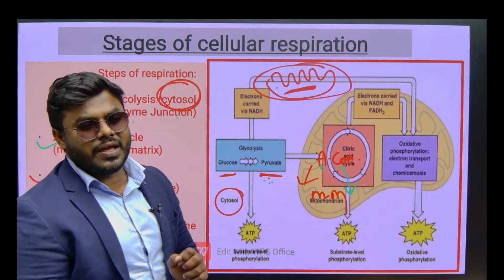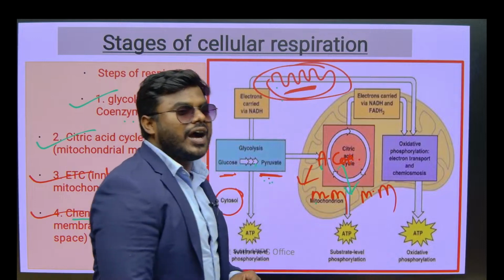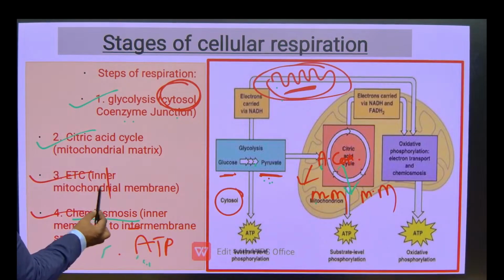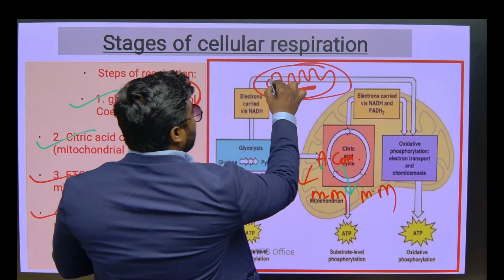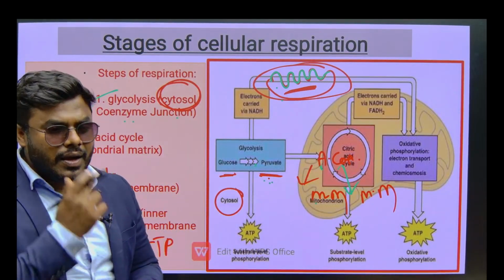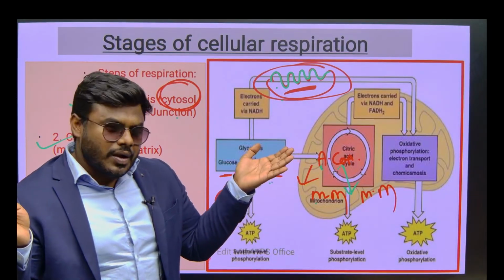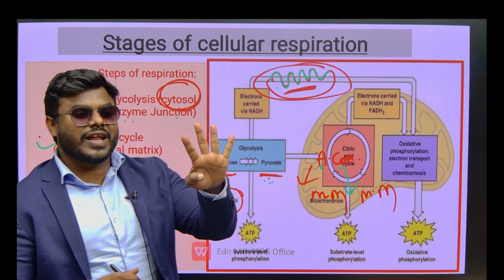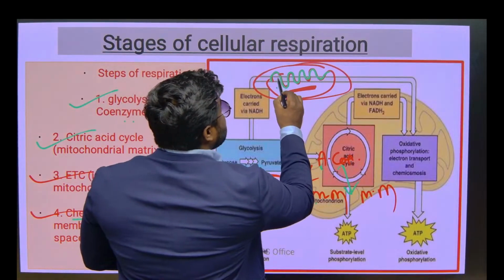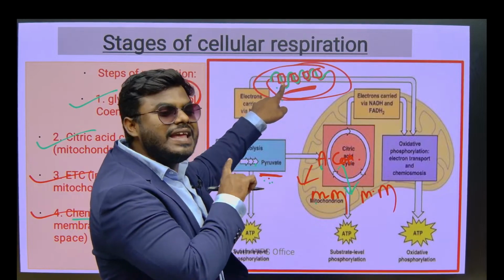Where is the Krebs cycle happening? Very good, the mitochondrial matrix. After that, we have the electron transport chain that happens in the inner membrane of the mitochondria. Here, can you see that? Cristae. Why is it only happening over there? Because the inner membrane of the mitochondria has a large surface area. We read that 4 electron transport enzymes are there: complex 1, complex 2, complex 3, complex 4. Where are they present? They are present on the inner membrane. So the electron transport chain exclusively happens on the inner membrane.